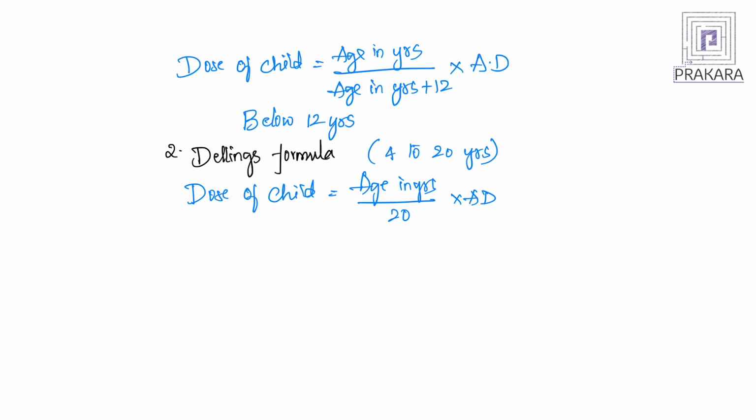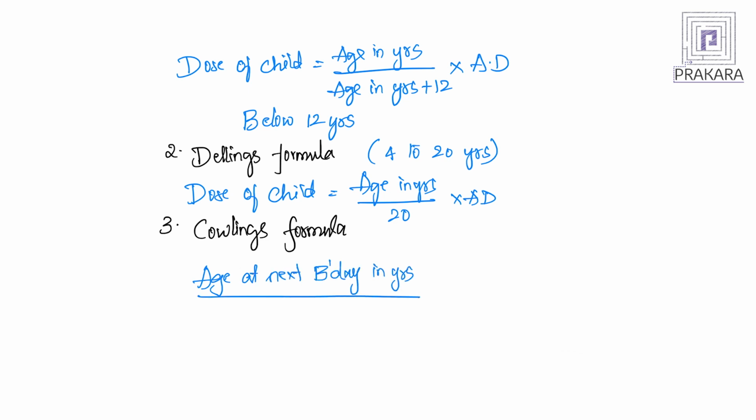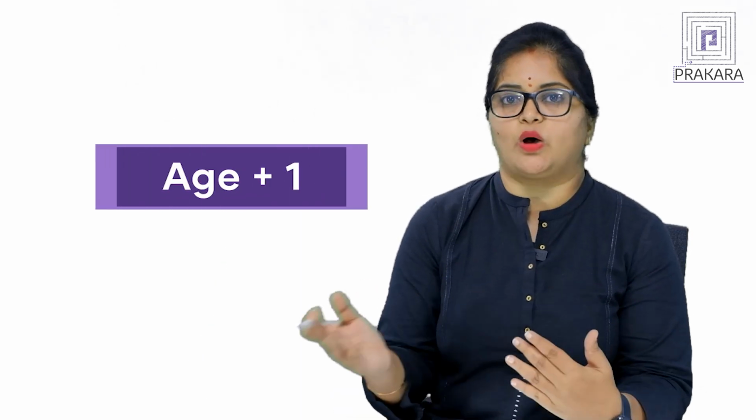The third one we have is Cowling's formula. It is just a bit tricky: age at next birthday in years divided by 24, into adult dose. This gives the dose of the child. It is simple. When the formula is created, it has been given as dose of child is equal to age at next birthday, which is nothing but your present age plus 1, divided by 24, into adult dose, which will give you the dose of the child. This is Cowling's formula.